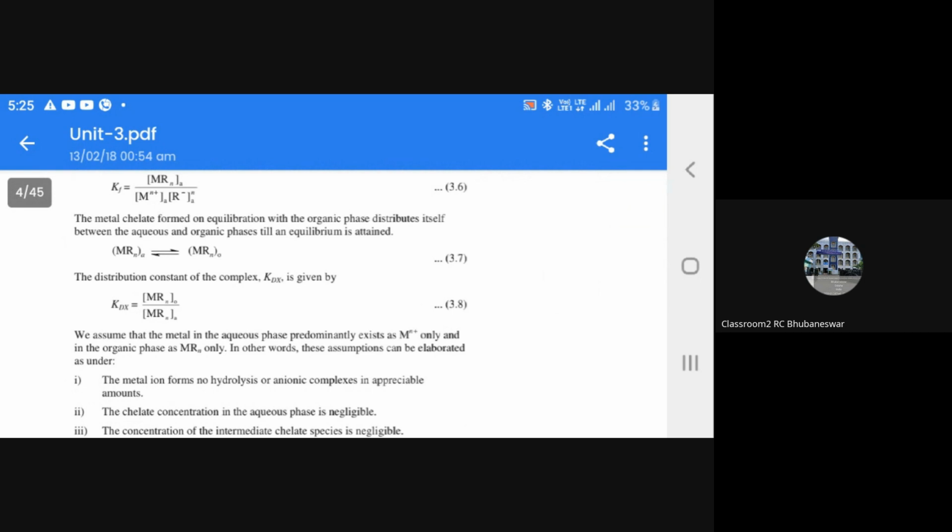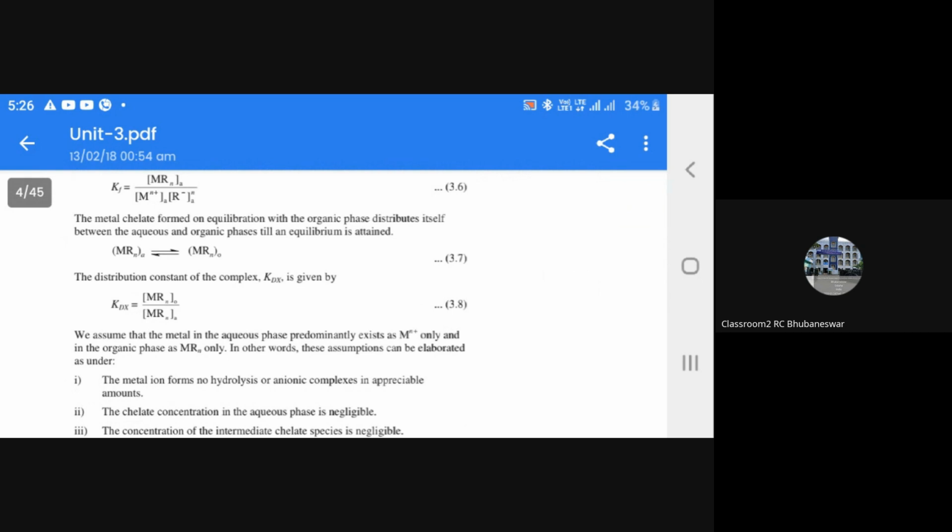Because the chelate is soluble in the organic phase, the concentration of the intermediate chelate species is also negligible. There is no intermediate form. The chelate ligand will combine with the metal to form the chelate, and there is no intermediate. If these assumptions are taken as valid, then D, the distribution coefficient, will be equal to the concentration of the metal in the organic phase to the concentration of the metal in the aqueous phase, which is equal to MRn in the organic phase divided by MRn in the aqueous phase.